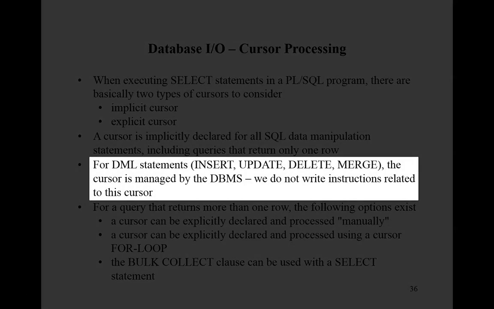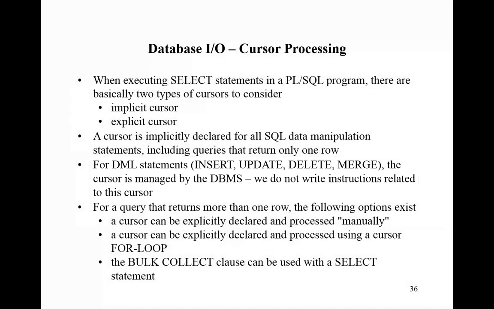For the data manipulation statements, insert, update, delete, merge, the cursor is managed by the database system, which means as programmers, we do not have to write any instructions to control or manage the cursor processing. An implicit cursor does not allow instructions such as opening the cursor, closing the cursor, fetching from the cursor. However, an implicit cursor has attributes which allow us to access information about the cursor.